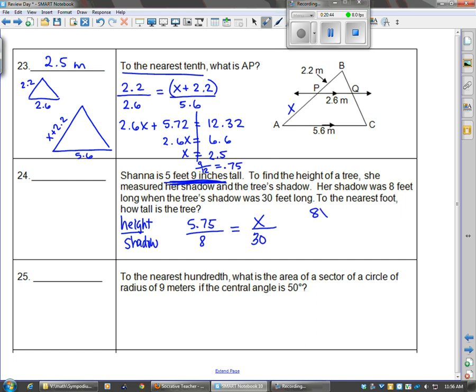So I'm going to cross multiply and get 8x equals 5.75 times 30 is 172.5. I'm going to divide that by 8, and I get 21.5625. It says to the nearest foot. So since it's 21.5, the nearest foot would put me to 22 feet.